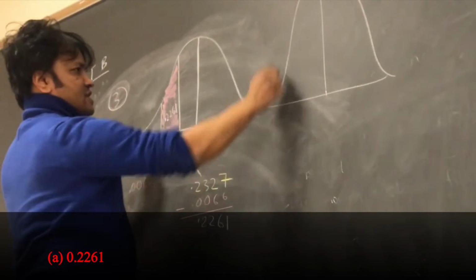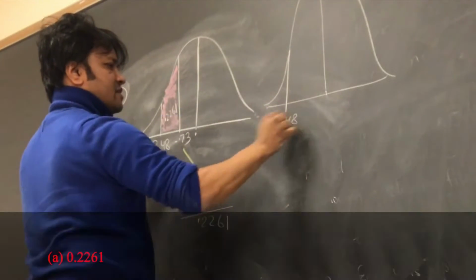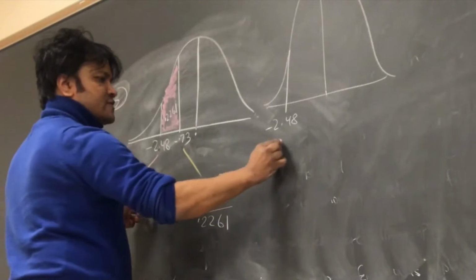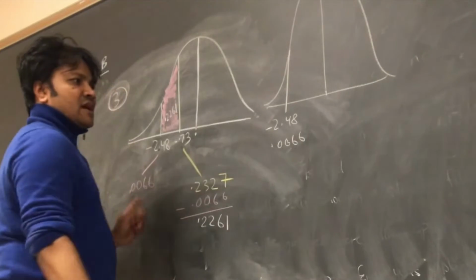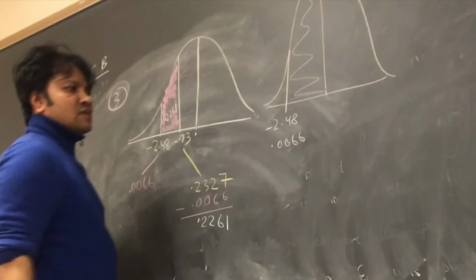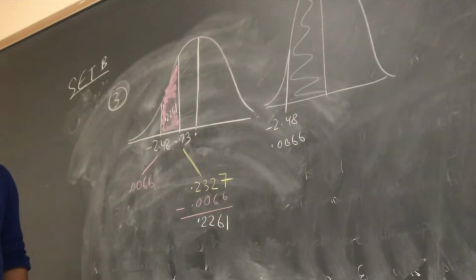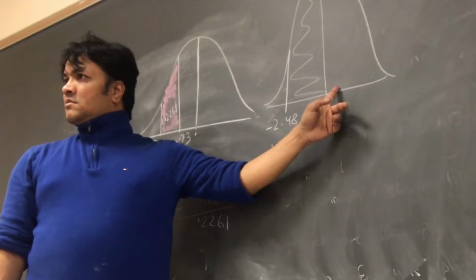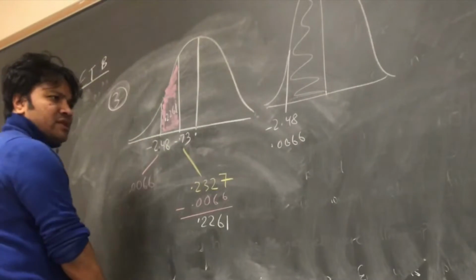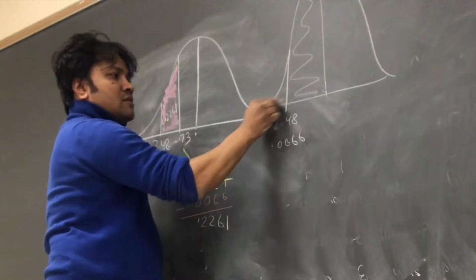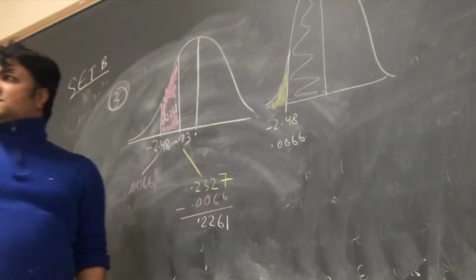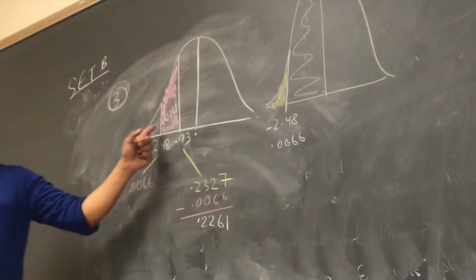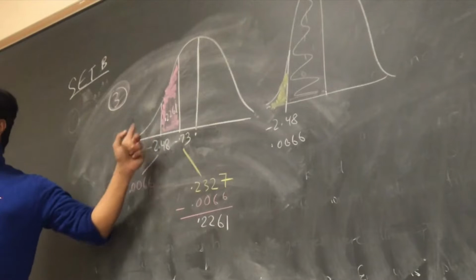All right, so this is 2.48. Now we're going to find this one, and this one he told me is 0.0066. Now in order to find this one, what do we do? Because the whole thing is 0.5. If the whole thing is 0.5, then 0.5 minus the yellow thing gives this one. But this is not the case here, right?